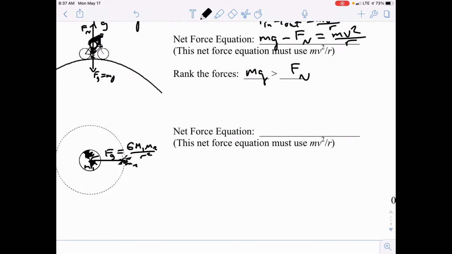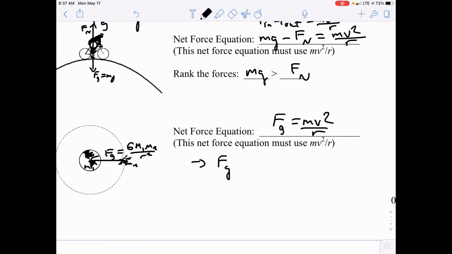Well, it would be big Fg equals MA. But remember, it's M A_c. Gravity is a centripetal force. This is the path, and it's pointing to the center of the circle, so mv squared over r. Now, you must be prepared to make this kind of substitution in certain free response problems.